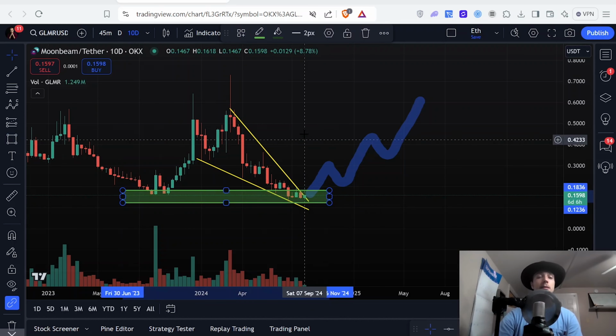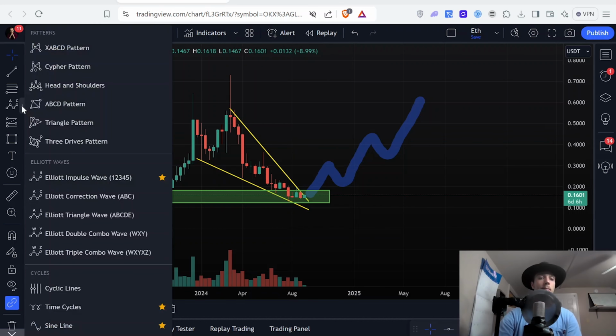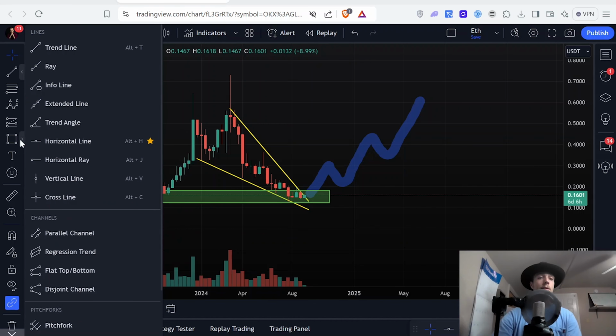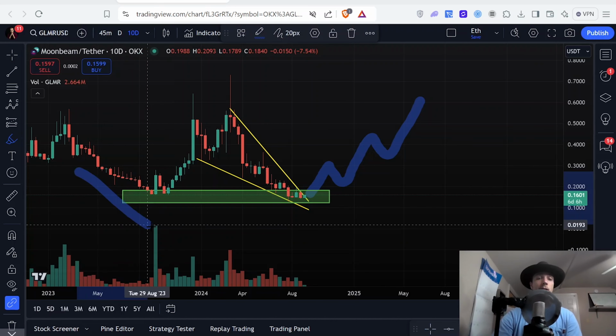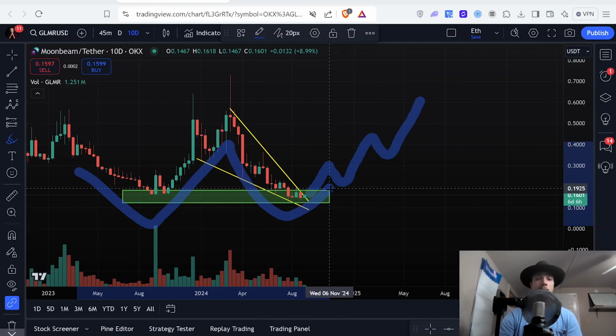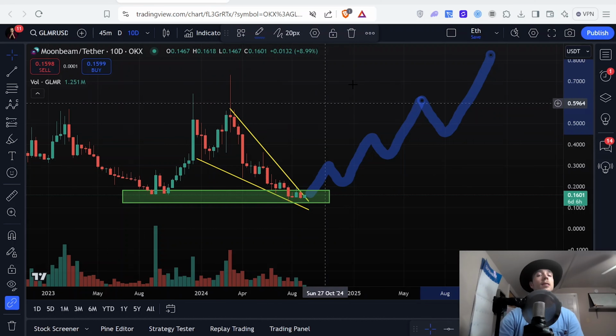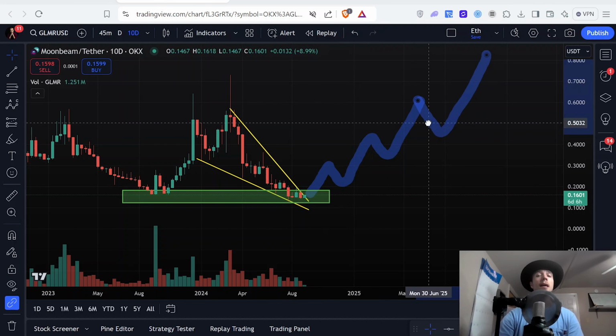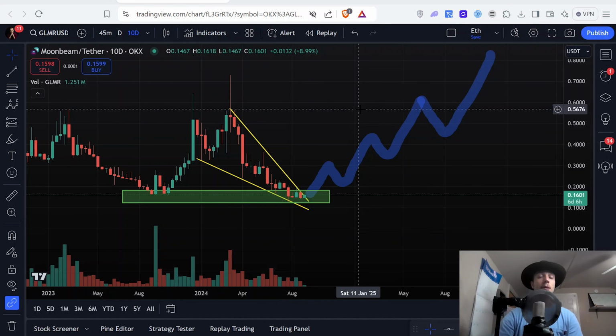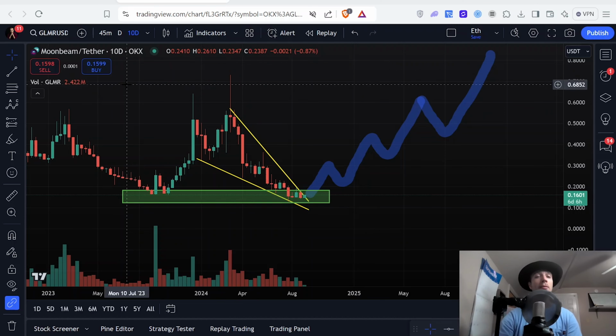So here we go. This is what that looked like, a big double bottom here on Moonbeam. So again, you'd have your left bottom and your right bottom right here. So that would look really good. We are starting to break bullish out of this falling wedge pattern. I do expect us to see a reversal here and upside coming in Moonbeam. So I'm super excited about this coin.